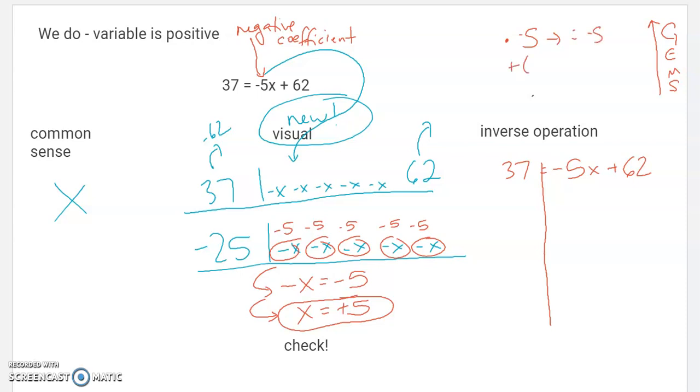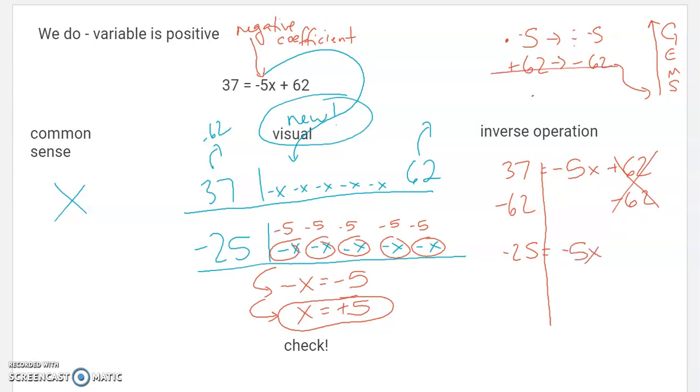Also has 62 being added. So we're going to be subtracting 62 from it. So that'll be first. Subtract and add comes first. So subtract 62, subtract 62. And again, you'll notice that's what we did over here first. We subtracted 62. It's not different. It's just different in how we notate it. So that left negative 25 on this side and negative 5x on this side.